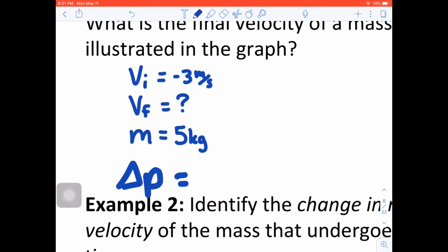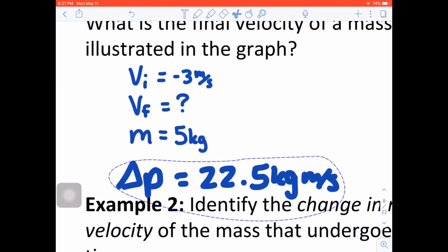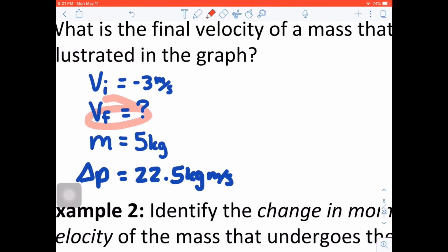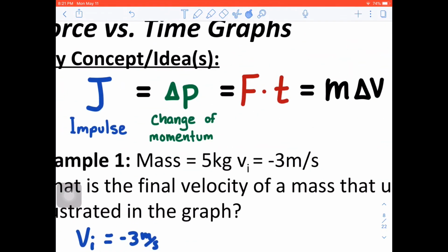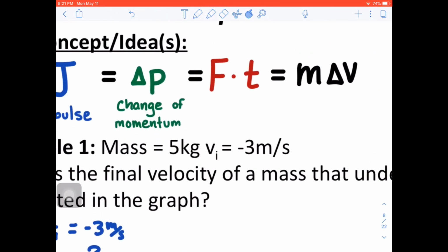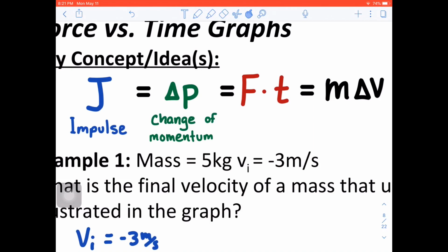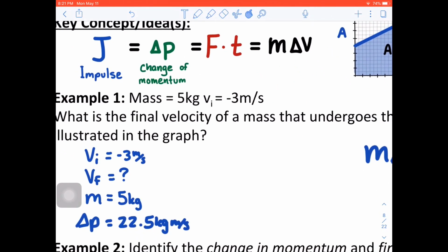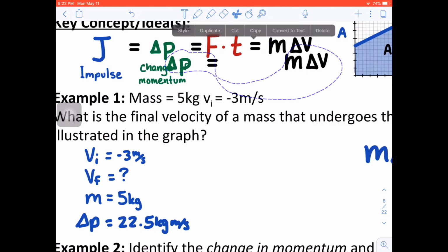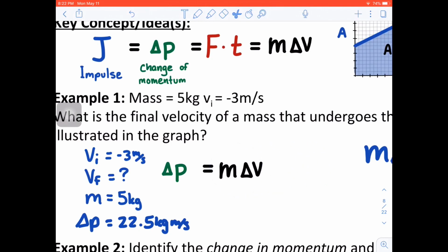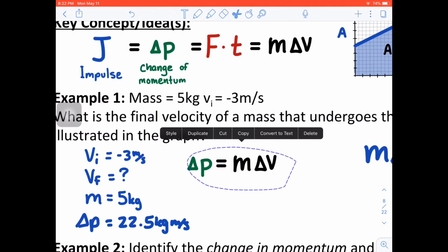Alright, so we'll put change of momentum is 22.5 kilogram meters per second into our list of information. And then we'll start looking for final velocity. Well, it's a good thing we have this big old impulse equation here with all these terms, and we can find these terms right here, as well as change of momentum right there. So here's a nice way to use this equation. You can just grab whatever you need. Sorry about all that tapping noise. That's the only downfall to recording this way.